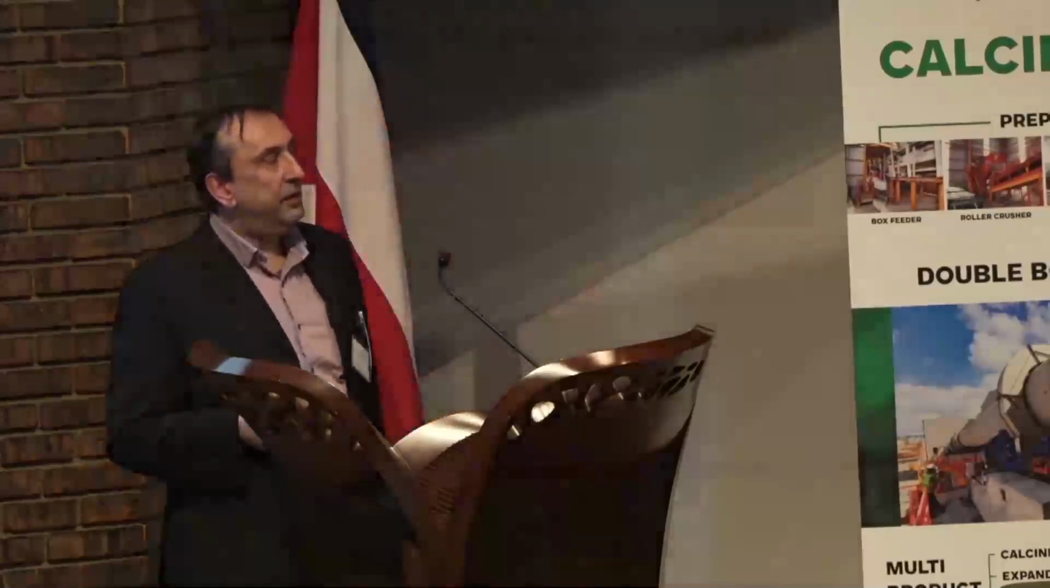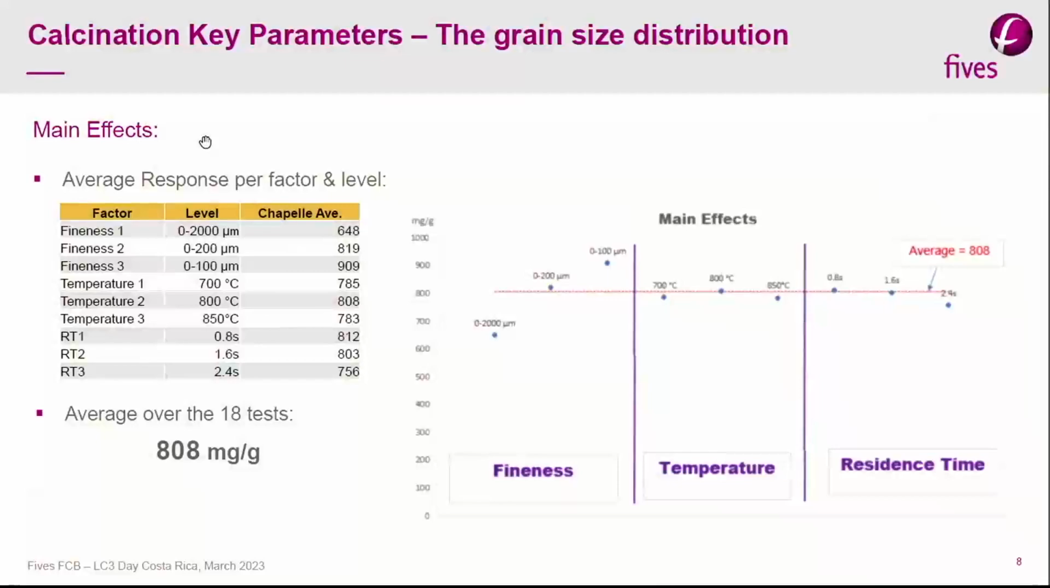Now, I would like to focus on the calcination parameters that we have studied. The calcination process is governed by three main parameters, which are the particle size, the temperature, and the residence time. Here is an example of a study we made on a clay, tested with three different granulometries, from very coarse to fine, different temperatures and different residence times.